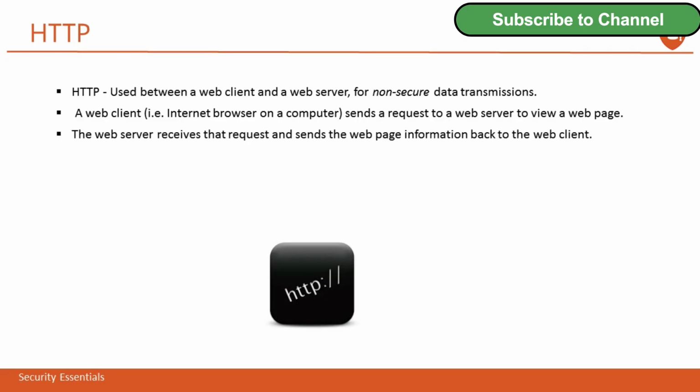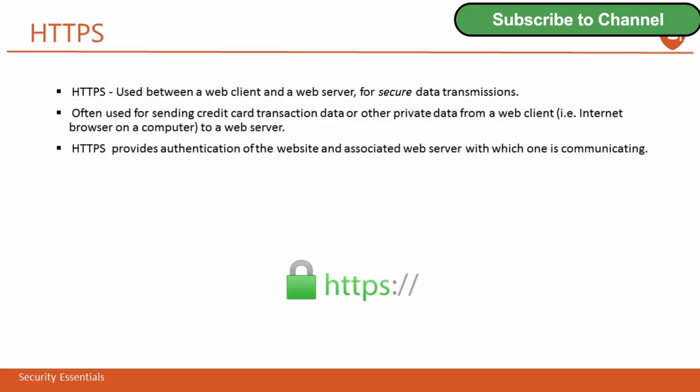For secure communication, we use HTTPS. So a web client or internet browser on a computer sends a request to a web server to view a web page. Then we are using HTTP. The web server receives the request and sends the web page information back to the web client. Without HTTP, we can't use the internet, so it's the HTTP protocol.